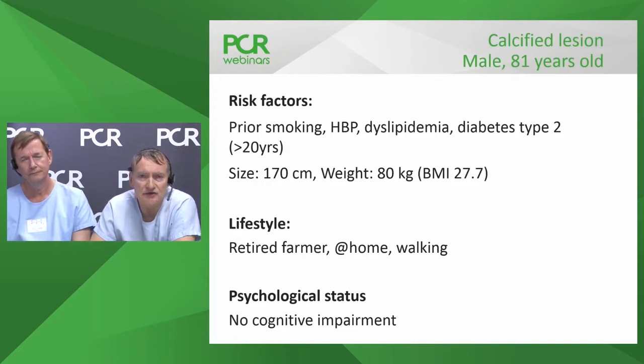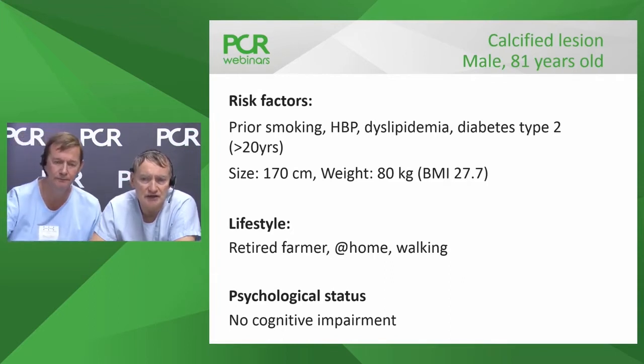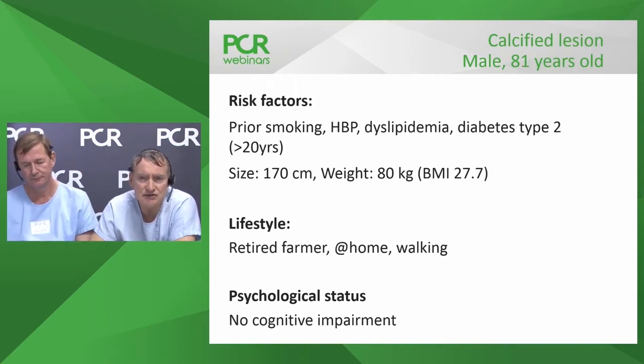He has a lot of risk factors, with prior smoking; he stopped smoking 10 years ago. He also has high blood pressure, with 3 pills against hypertension, dyslipidemia, and he has had type 2 diabetes for a long time, because the diabetes started 25 years ago. You can see the size and the weight of the patient, with a BMI of 27.7.